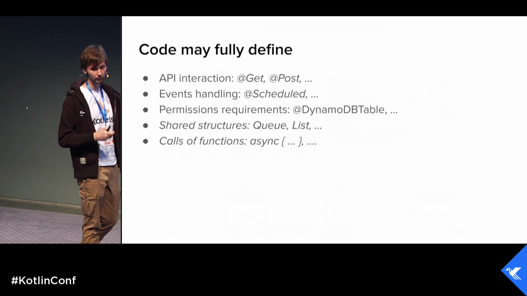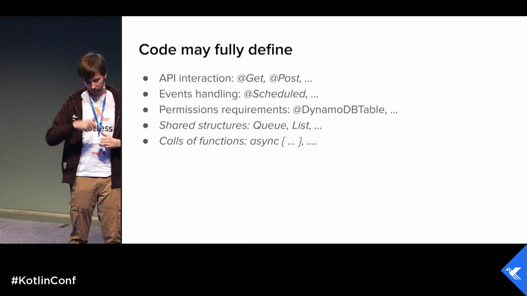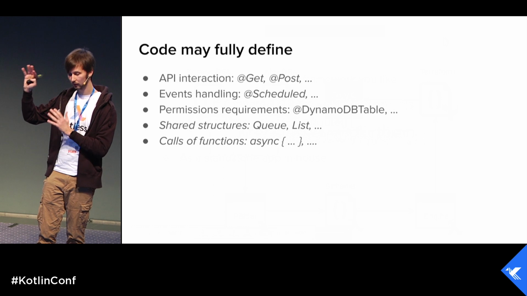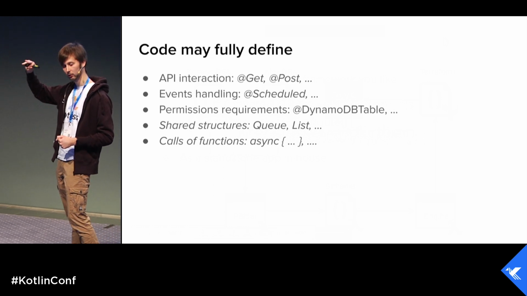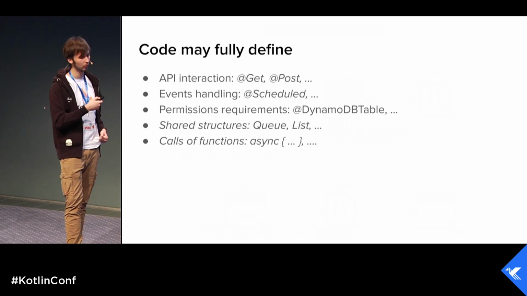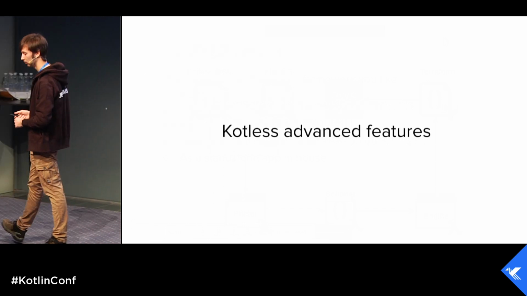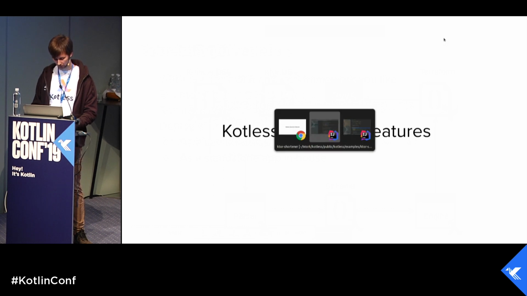capture the context of this asynchronous function, understand that you will use it inside its body, and make it a separate serverless function that will be called asynchronously, and your serverless function that has been calling it asynchronously will return the value. So let's take a look at some Kotless advanced features. Not all of them are implemented right now, but some are.